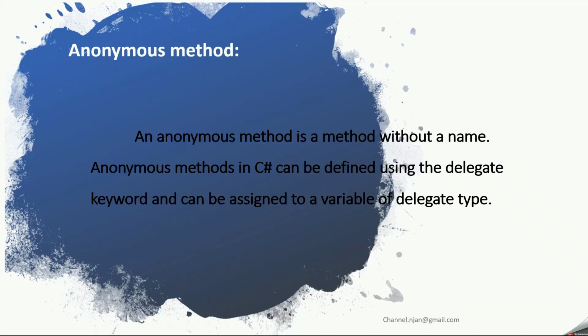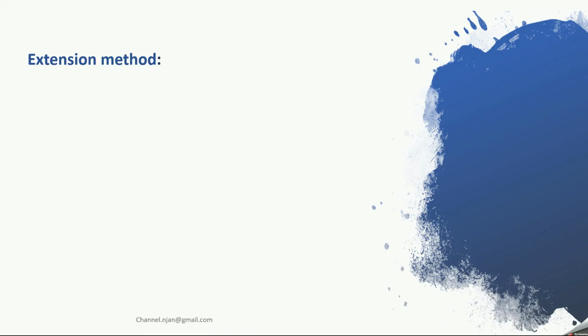Also, as we discussed previously, let me go through it again. An anonymous method is a method without a name. An anonymous method in C# can be defined using the delegate keyword and can be assigned to a variable of delegate type. Okay, you are clear? Let's move on to the next.